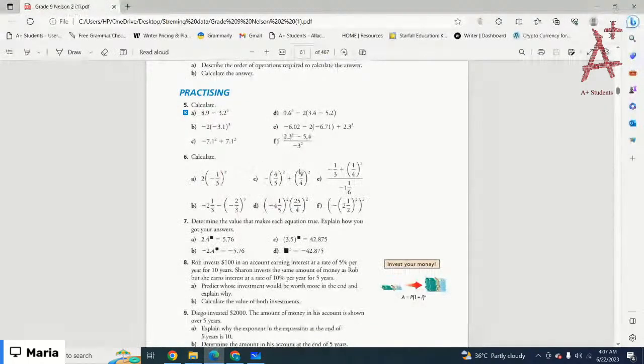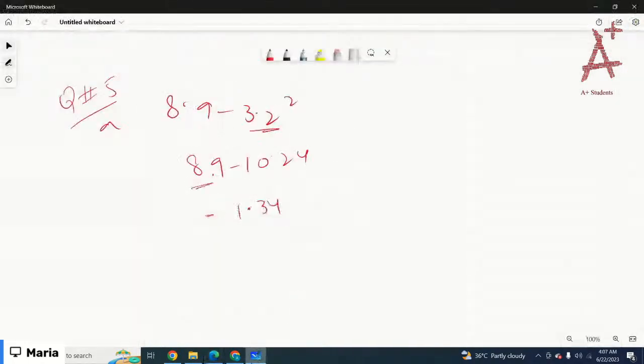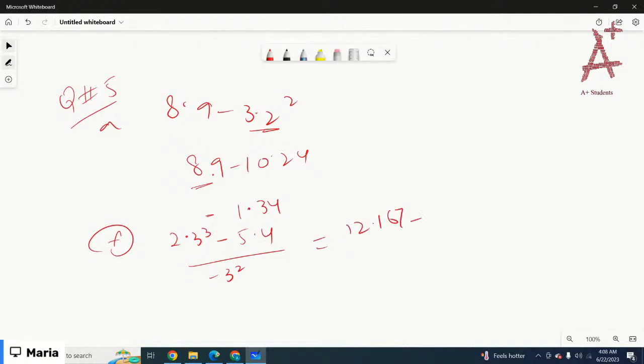The next one is the F part, 2.3 cube minus 5.4 divided by negative 3 square. Got it? Let's just evaluate. Let's do 2.3 cube first. That means you have to do 2.3 times 2.3 times 2.3. That would be 12.167 minus 5.4, and you have 3 square is 9.